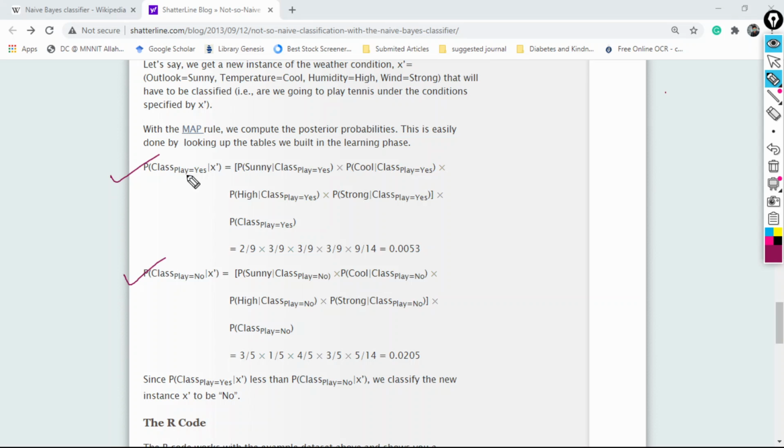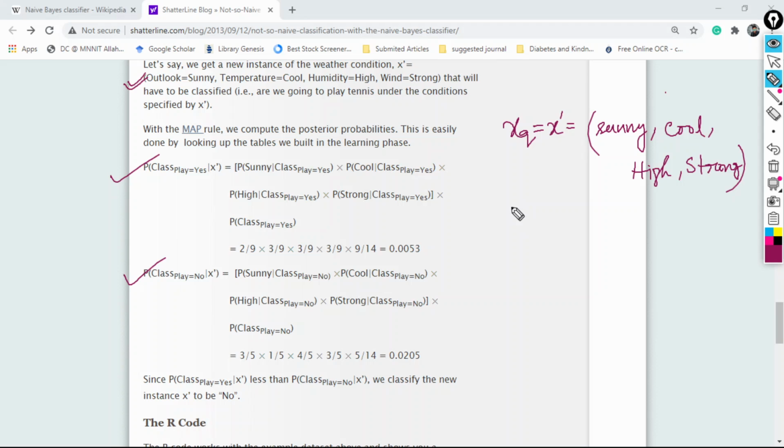To calculate this value, let's take the example. Suppose our query point is x test, meaning this point. Our outlook is sunny, our temperature is cool, our humidity is high, our wind is strong. Okay, this is our query point.